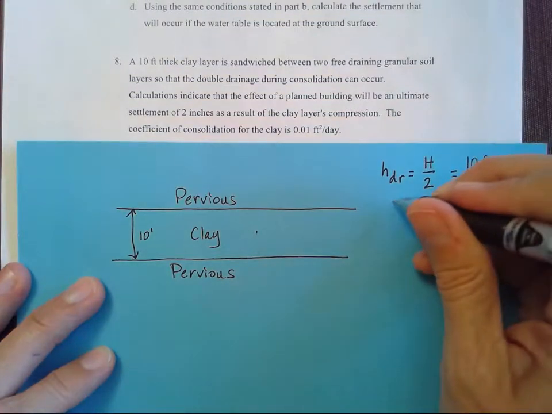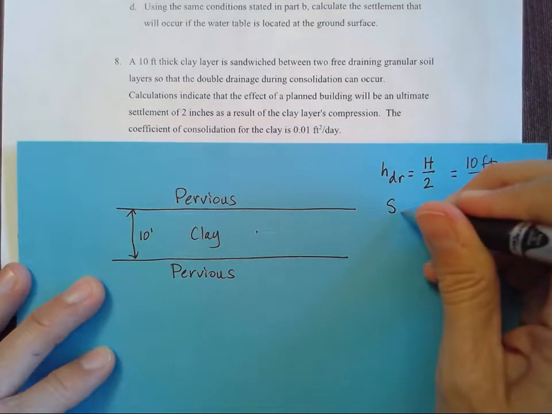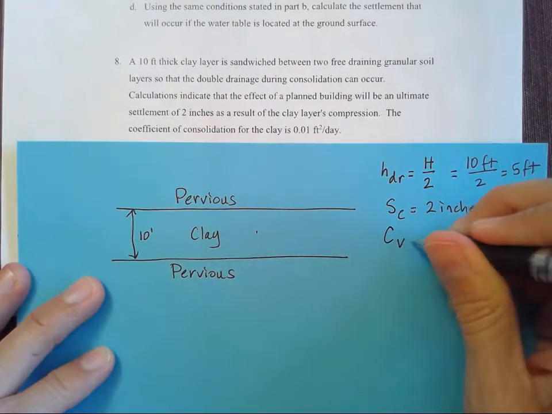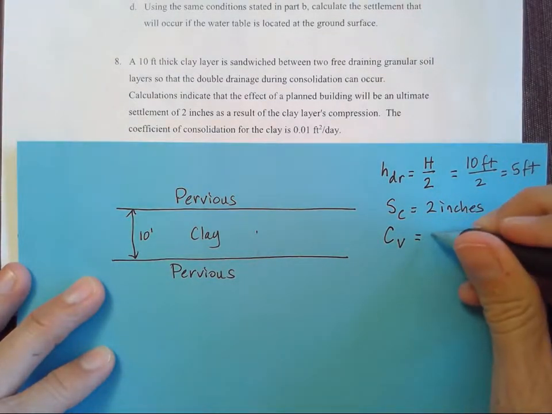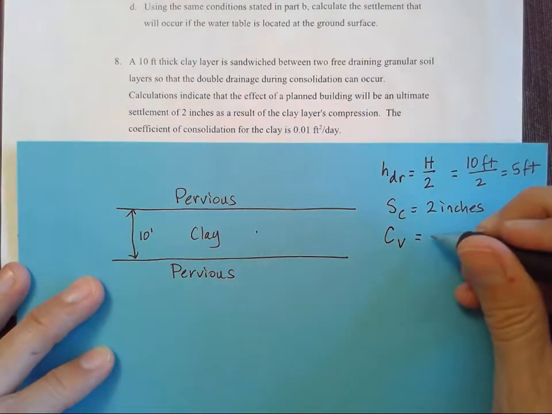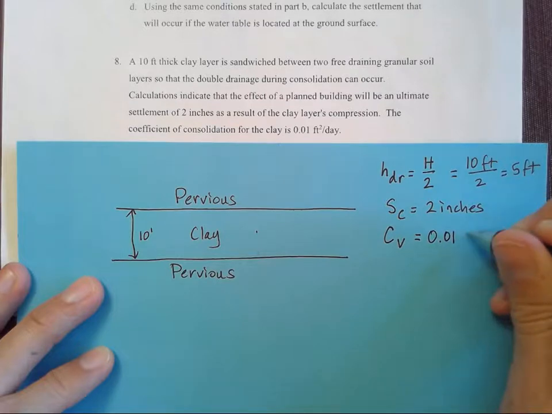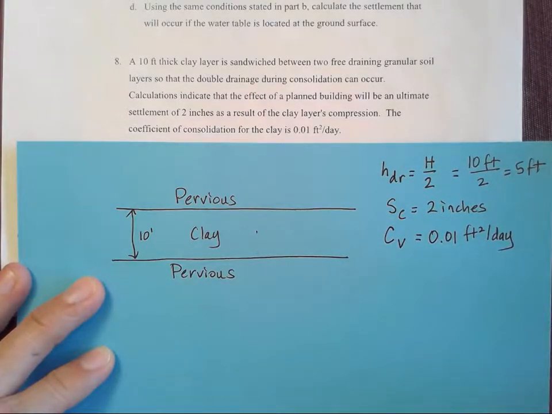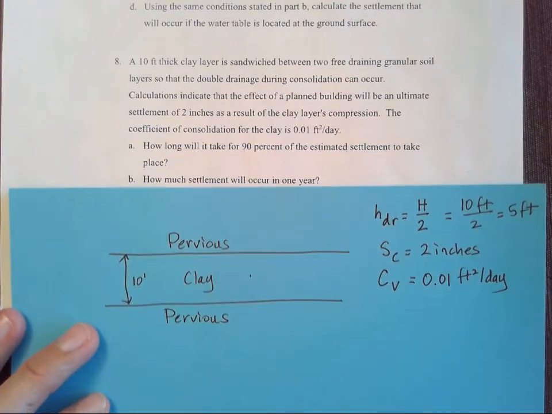I was told that the settlement due to consolidation is 2 inches. A coefficient of consolidation for the clay, and this is the one that has feet squared per day, so that's indicated like this with the CV. And you can tell it's that because it's got units. Remember, the CC does not have units, so that's 0.01 feet squared per day. Okay, I think that's all the information we know from the start, so let's go on to part A.